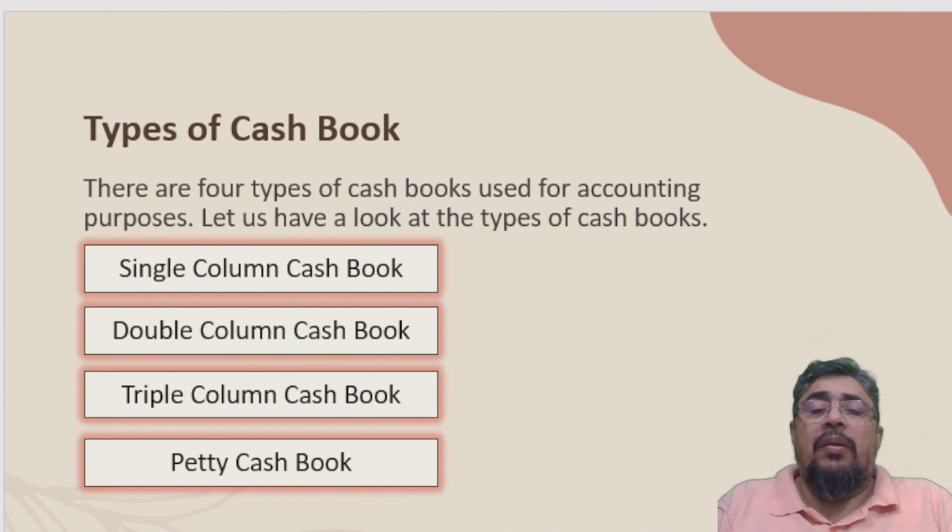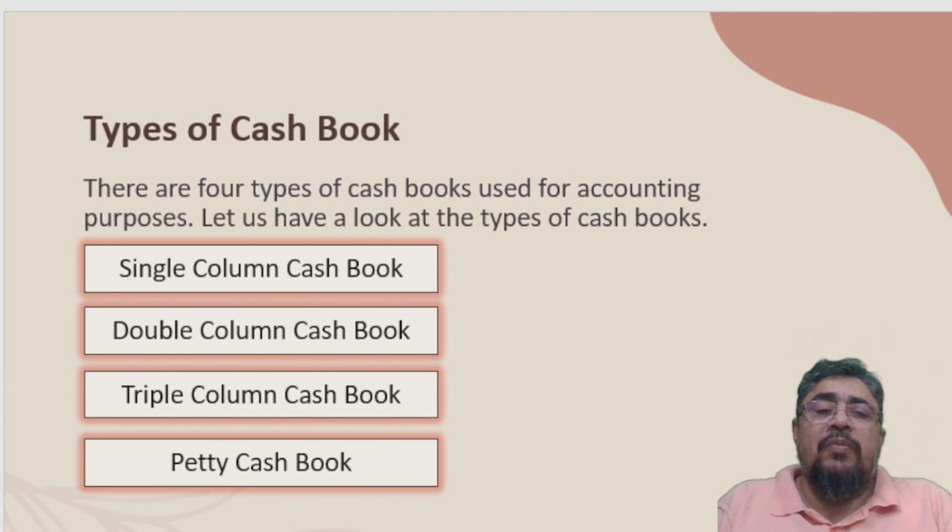Next, triple column cash book. In a triple column cash book, the two columns are similar to the double column cash book, with an additional column for discount only. Discount allowed is recorded on the debit side and discount received is recorded on the credit side.